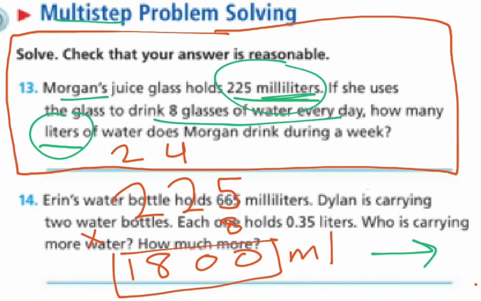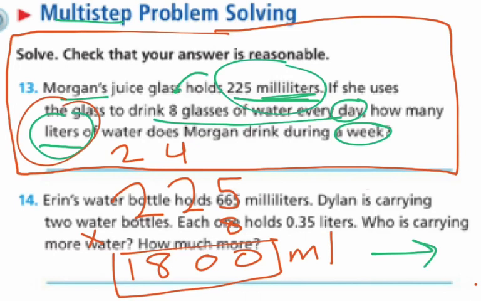So there's a few things going on here. First I have to figure out how many glasses she drinks in a day. Then I have to figure out how many glasses she drinks for the week. And then I have to convert it into liters. So this is definitely a multi-step problem.